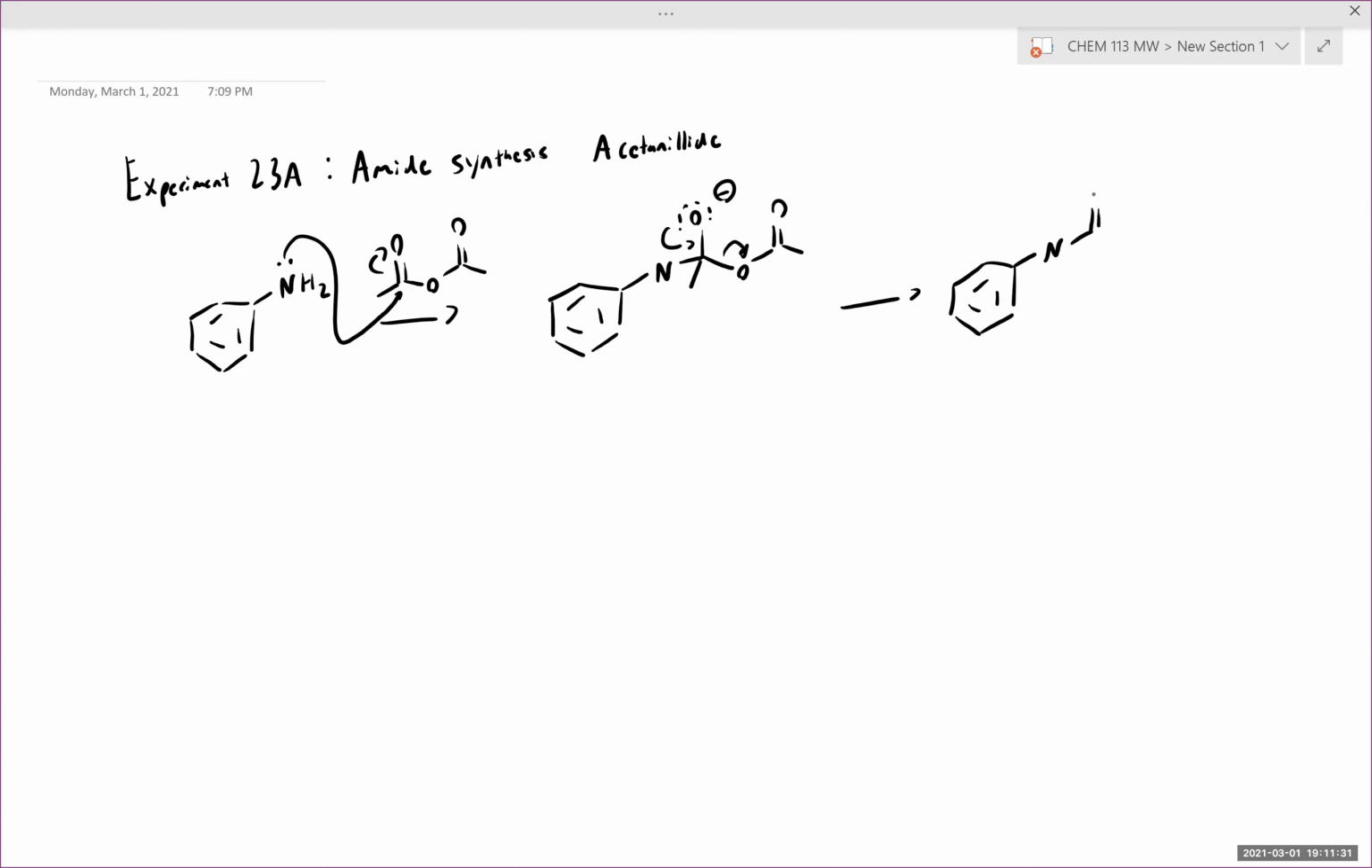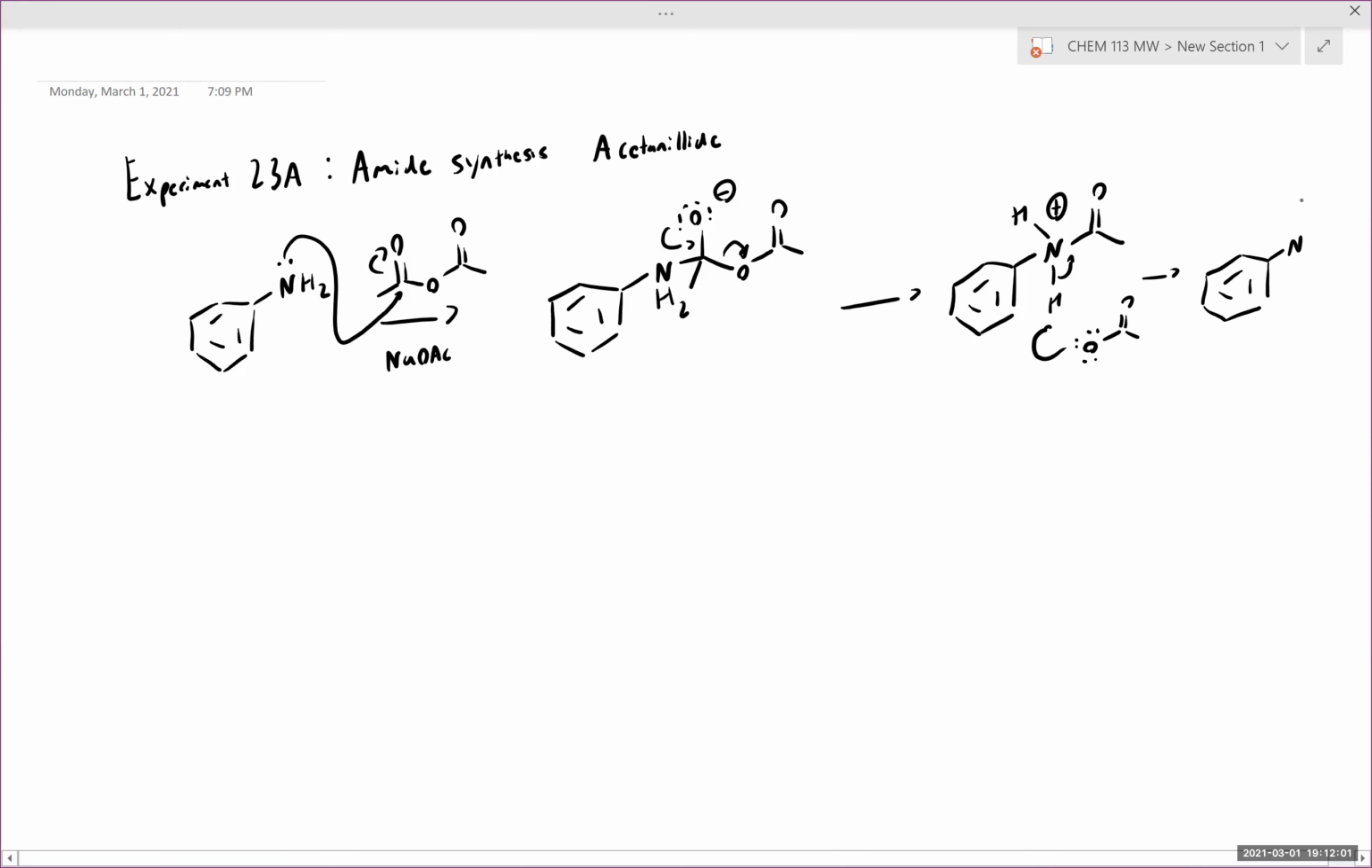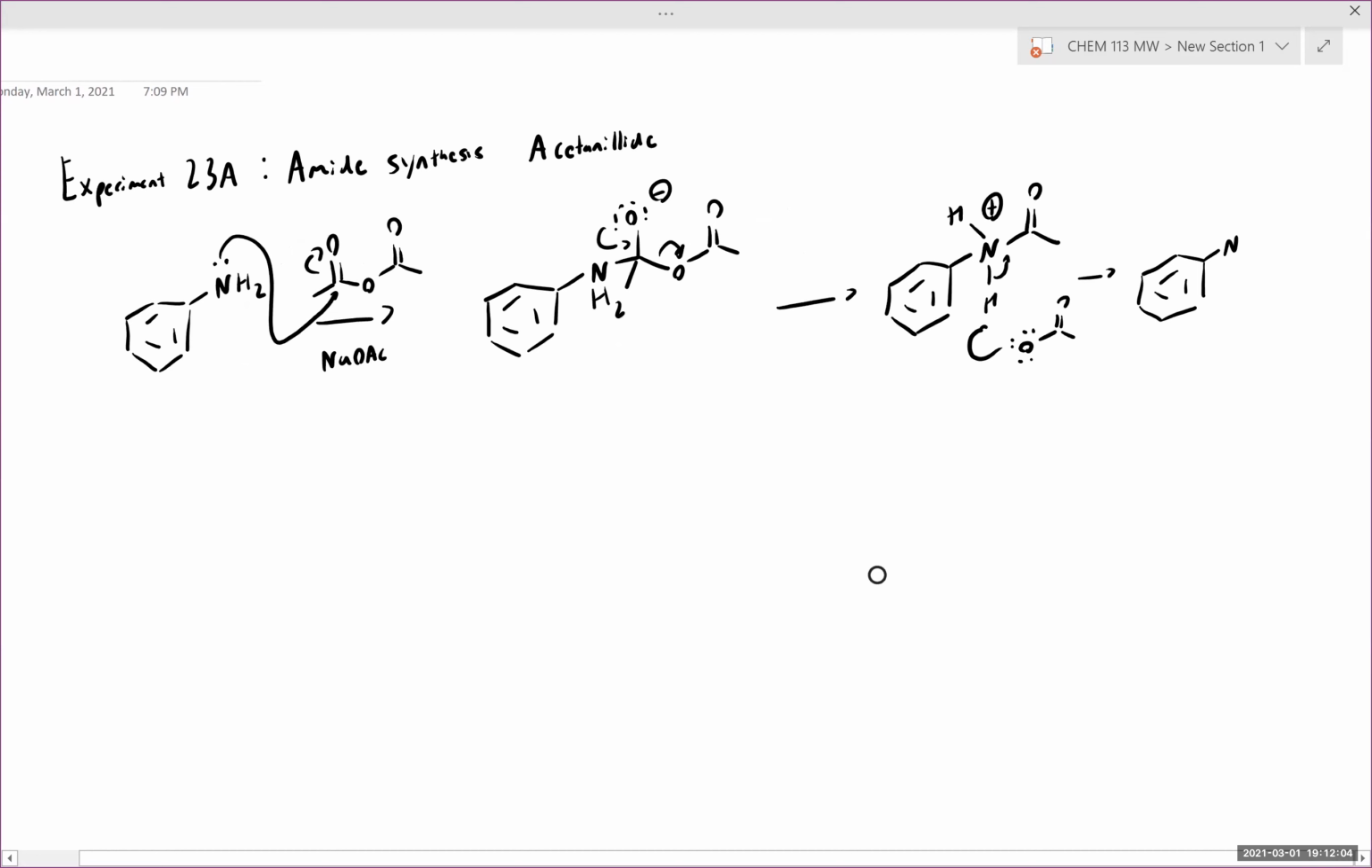This acetylation reaction works best under mildly basic conditions. That is often why we add, in this experiment, a small amount of sodium acetate to facilitate this deprotonation step to get our final product. So we've generated acetanilide via this one-step and very robust acetylation reaction.